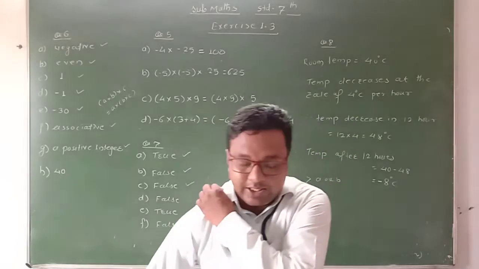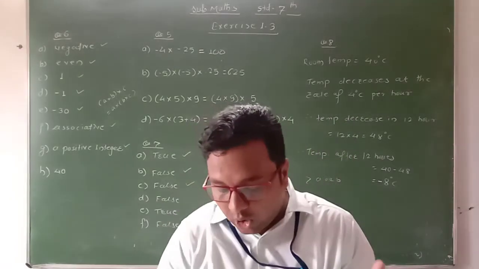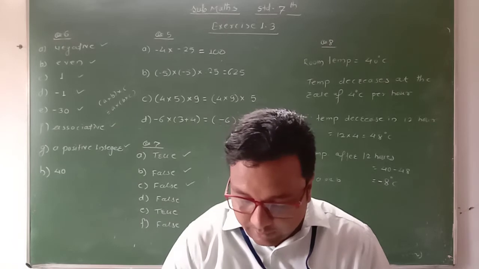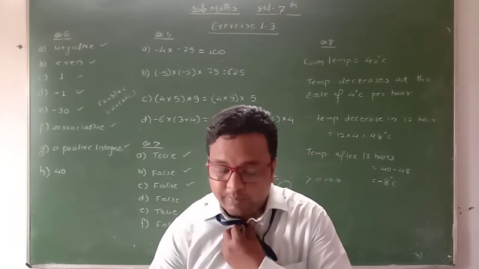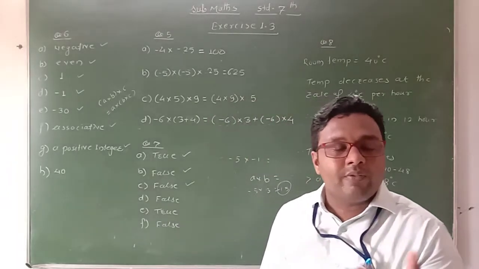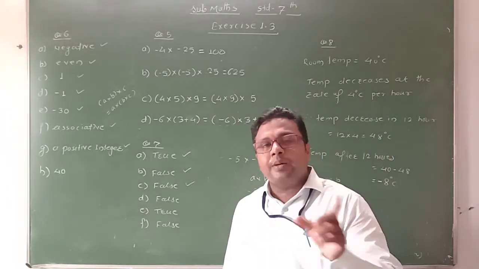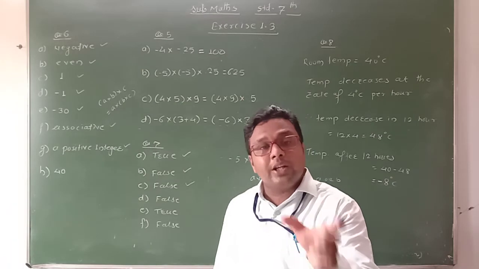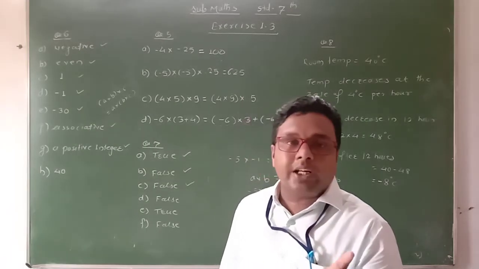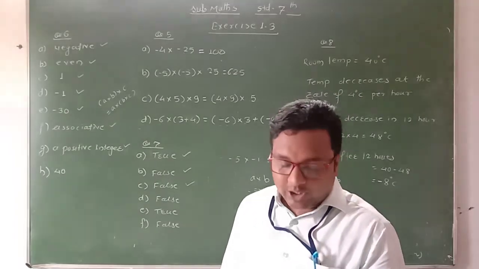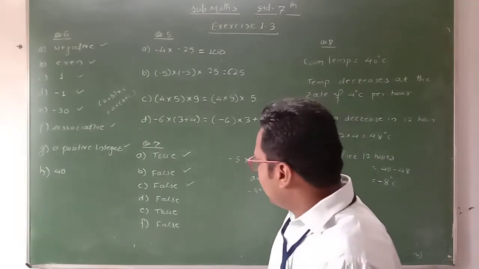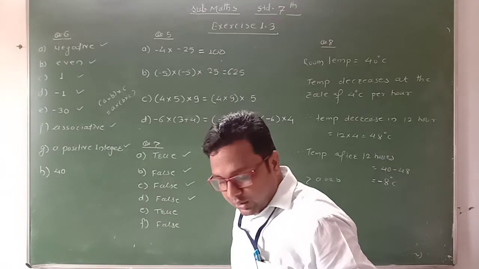Now see the next example. The product of a positive and a negative integer may be 0. When will we get a product of 0? Only if there is 0 in the multiplication will we get the product 0. If it is positive and negative, it is not 0. Therefore the statement is false.